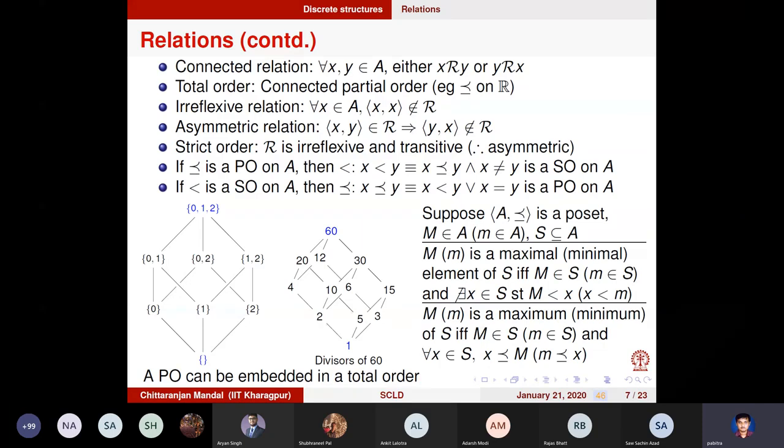Next class we'll talk about some special partial orders. And once you study them, we'll see how they can be used to represent logic circuits and Boolean circuits.